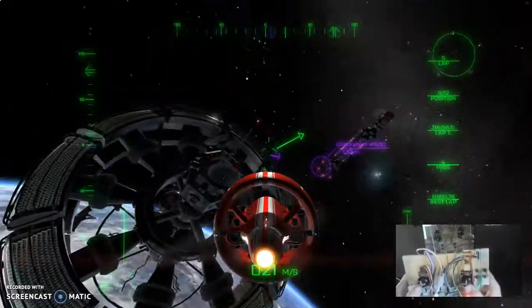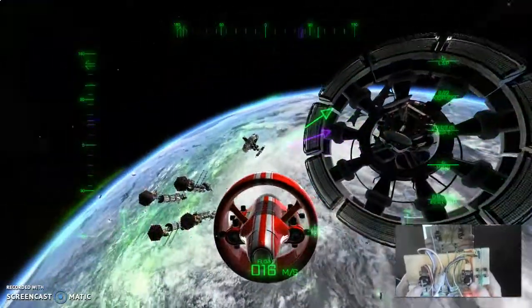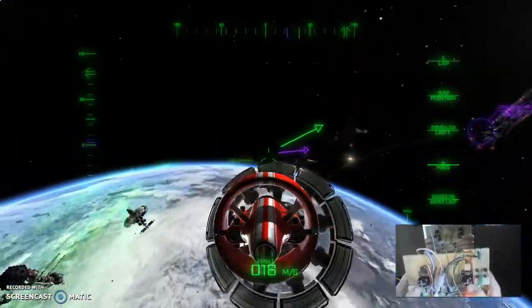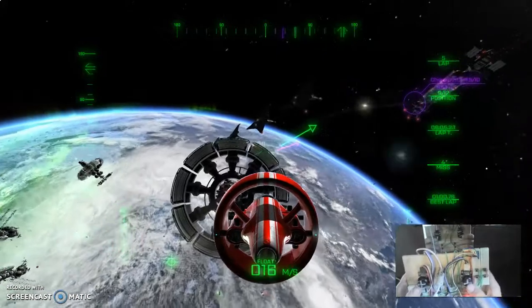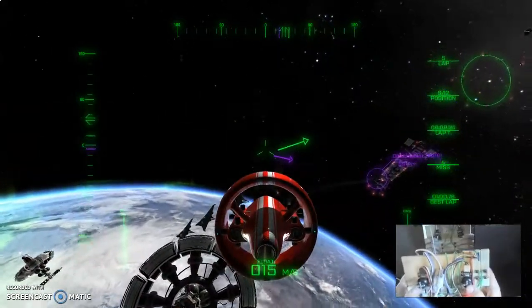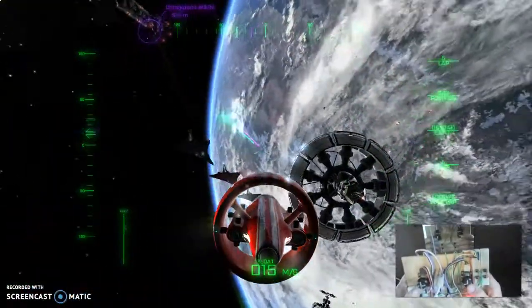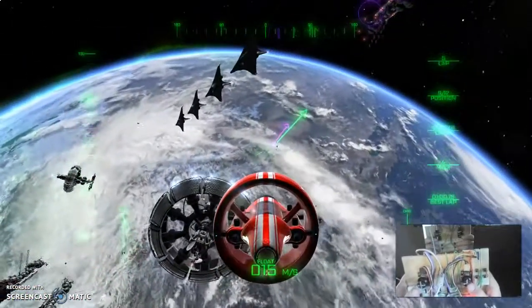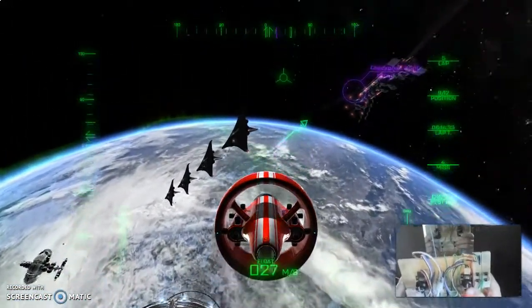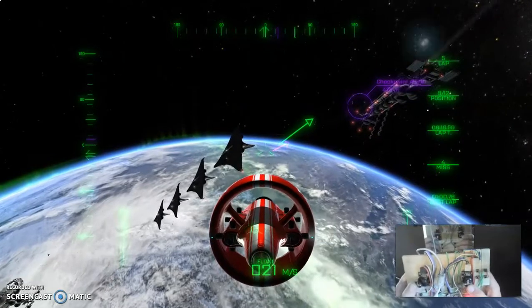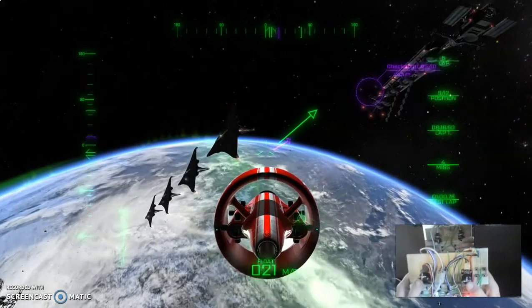So you can see that my right thumb is what controls my look, essentially, which is a rotation axis. And then my right trigger, so all of my rotation is on the right side. All of my acceleration is on the left side.